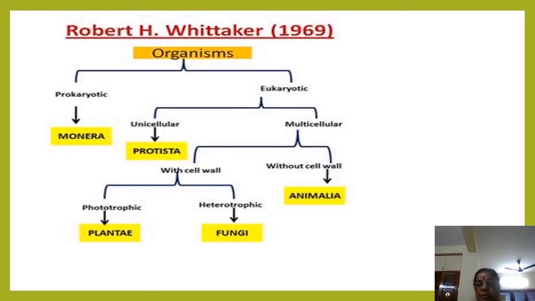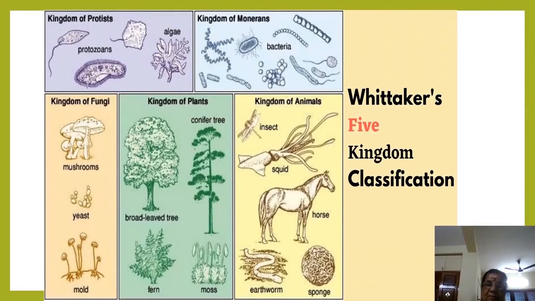You should know how to draw a flow chart like this. Questions may be asked on the missing group in the classification by R.H. Whittaker. Are you clear? So this is the textbook flow chart of R.H. Whittaker. I hope you understand. The next one is again a pictorial representation.